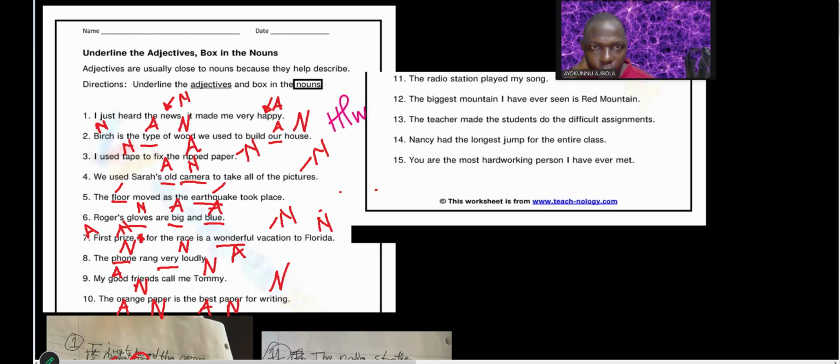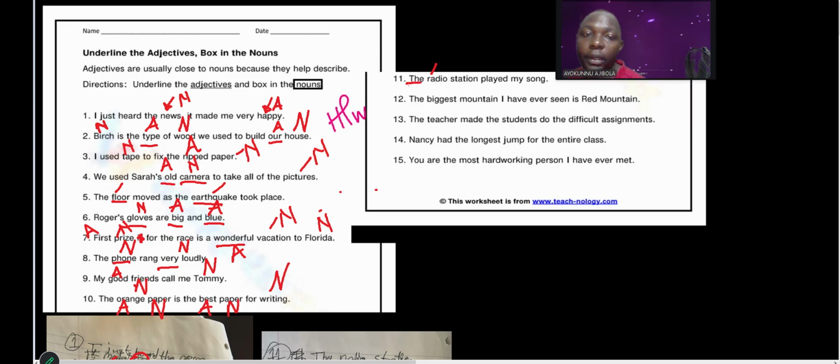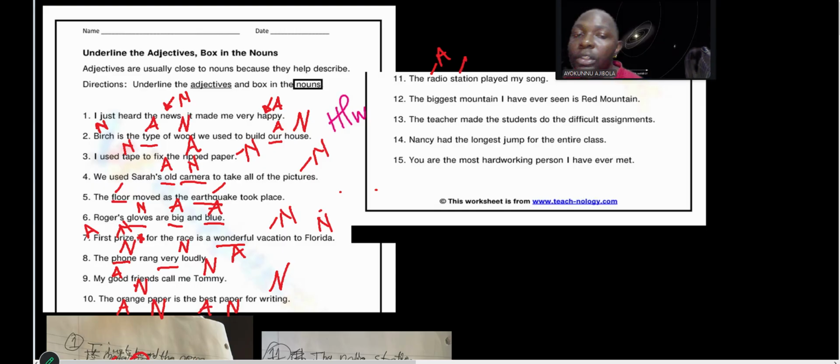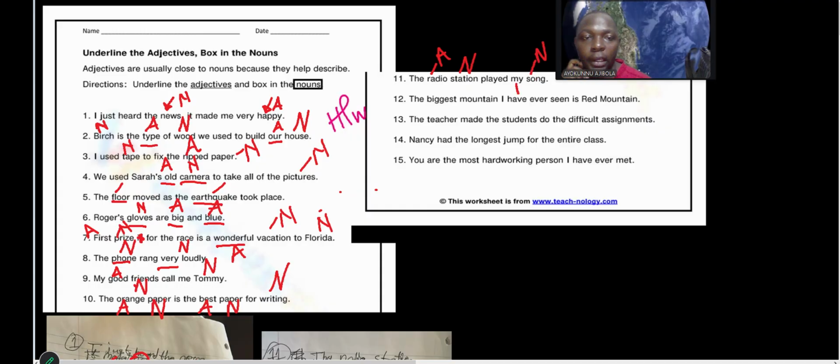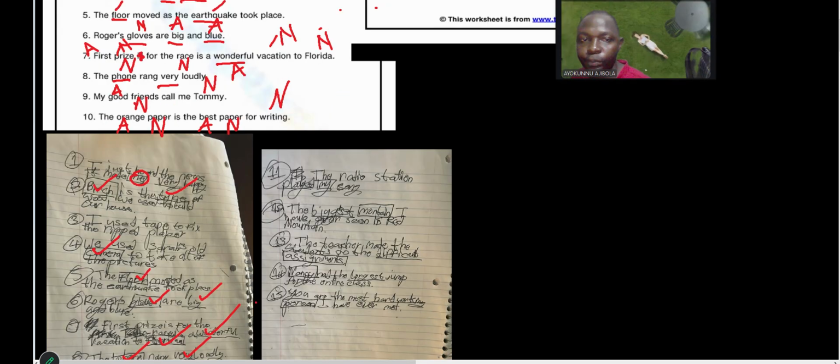The next one says, the radio station played my song. What kind of station? Radio station. Radio here, you would have said, is a noun. But if we break it down, radio stands as an adjective, the kind of station, then station stands as a noun. Song is a noun. My indicates whose song, so it stands as an adjective. Played is a verb. Is that okay?